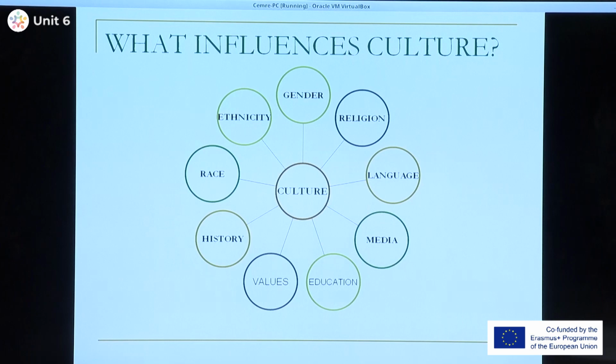Your culture is influenced from where you are from, what is your ethnic origin, what languages do you speak, your gender, your family, education, religion, history, the media you follow, what is acceptable behavior in your environment, what are the basic common values, and your encounters with different cultures.